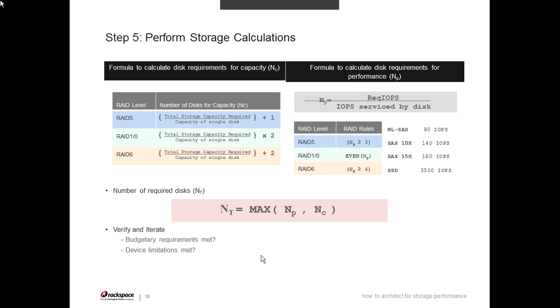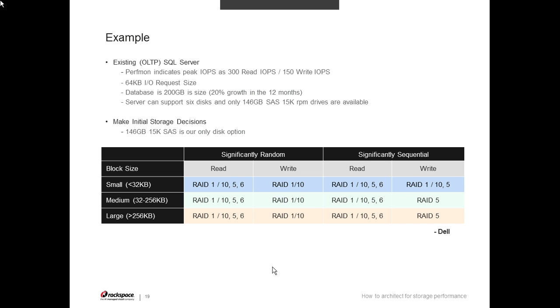Now let's run through an example. The scenario is we have an existing SQL Server OLTP database. From our measurements with Perfmon, we found that we require 300 read IOPS and 150 write IOPS. This is about a 66% read and 33% write split.